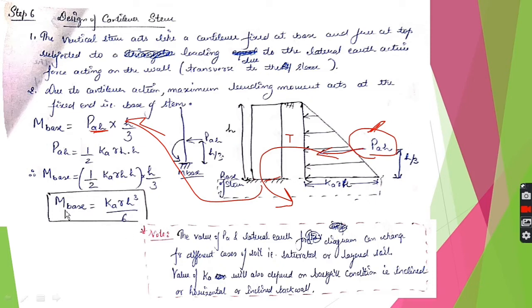Once we know the M base, that is the cantilever moment at the fixed end, then we can calculate the reinforcement also. So why are we only calculating the moment at fixed end? Because as you know from the basics of design of concrete structures, the reinforcement, whatever reinforcement you design, is for the maximum bending moment acting in that particular structural element. So in case of cantilever, the maximum bending moment is acting at the fixed end, and that value is the M base, which we calculated here.